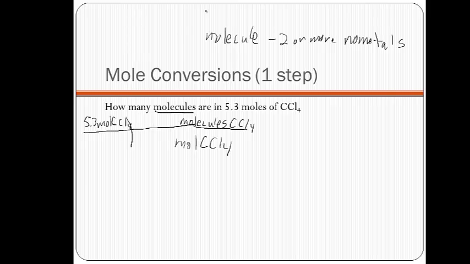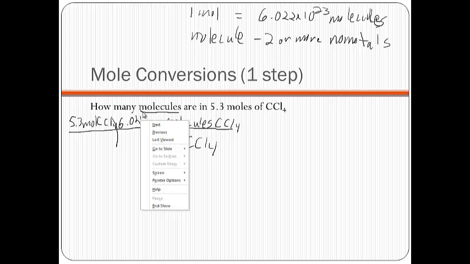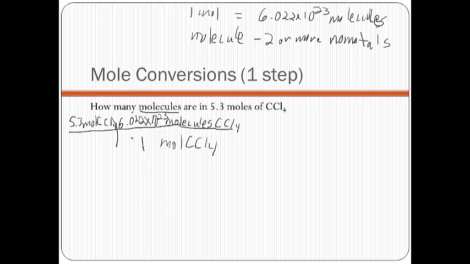Okay, so we have a mole and a molecule here. Well, how does this work? Well, 1 mole is equal to 6.022 times 10 to the 23rd molecules. Once again, this is called a conversion factor. So 1 mole goes down here, 6.022 times 10 to the 23rd. Again, if you just want to do 6.02, okay, that's fine. We multiply on top.